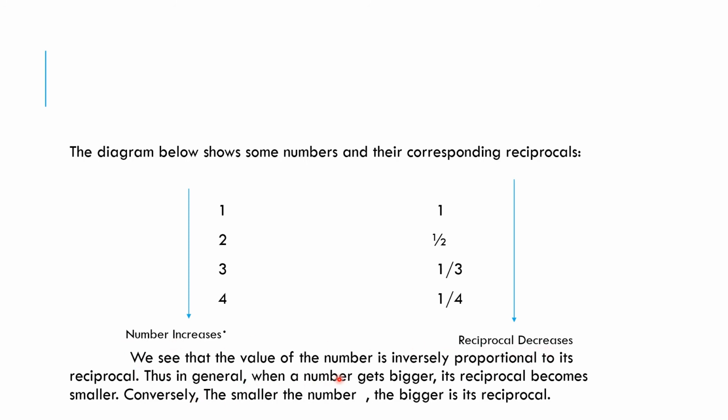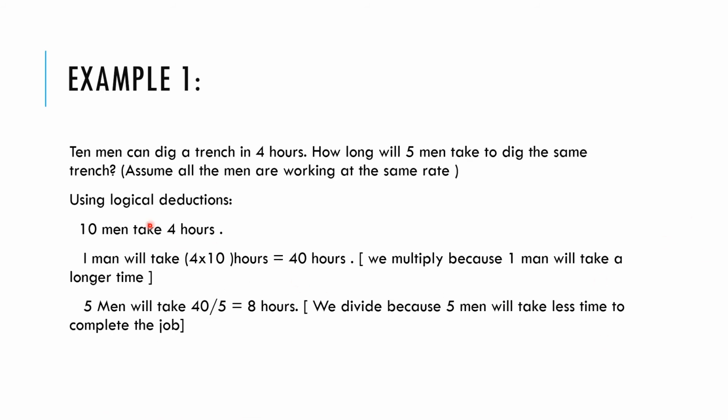We see that the value of the number is inversely proportional to its reciprocal. Therefore, in general, when a number gets bigger, its reciprocal becomes smaller. Conversely, the smaller the number, the bigger is its reciprocal. Let's have a look at some of the examples.